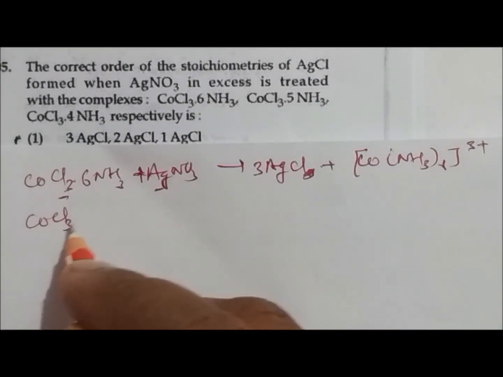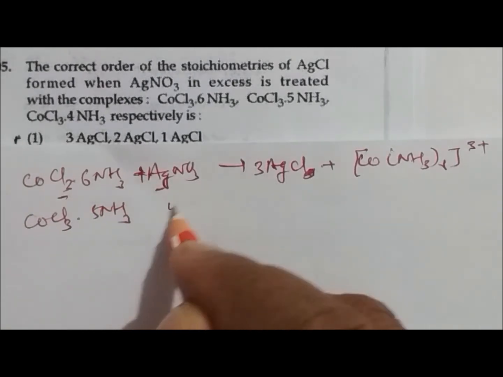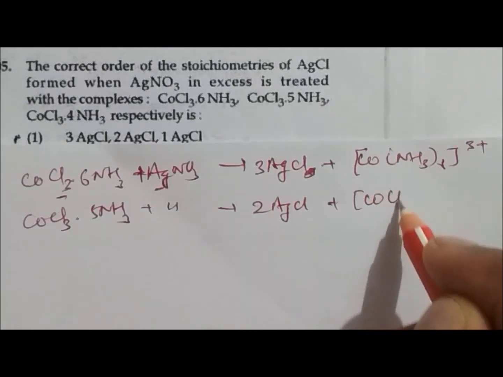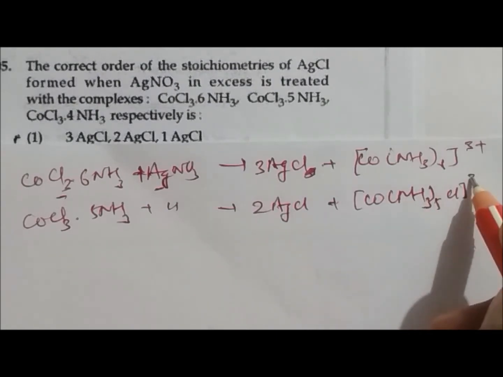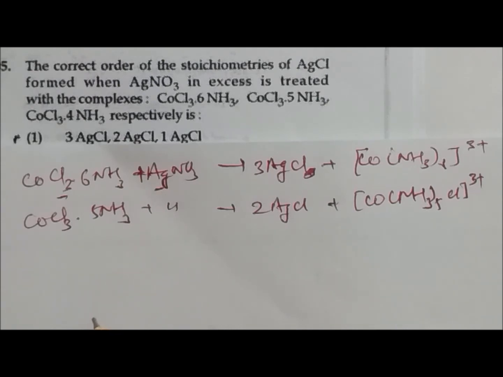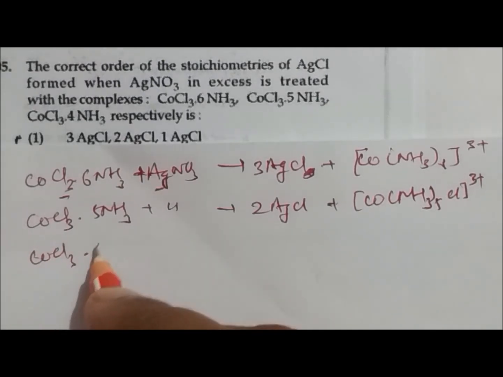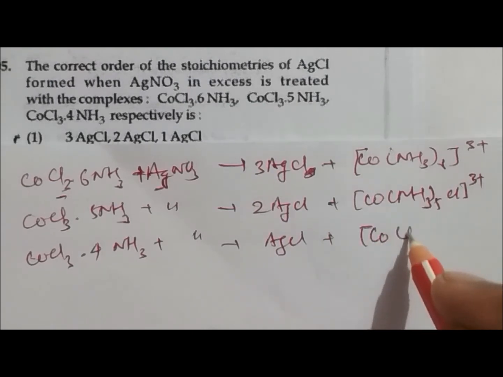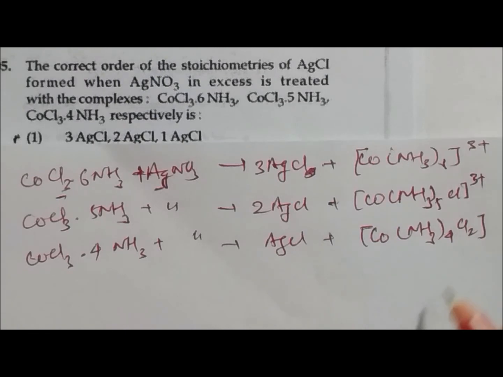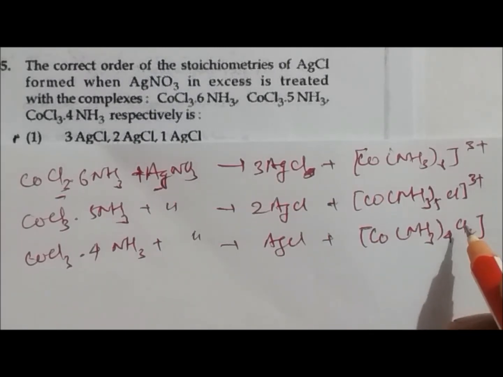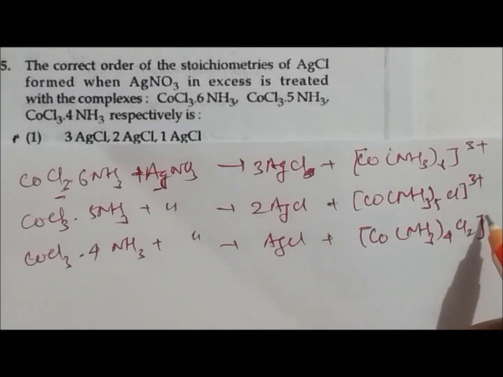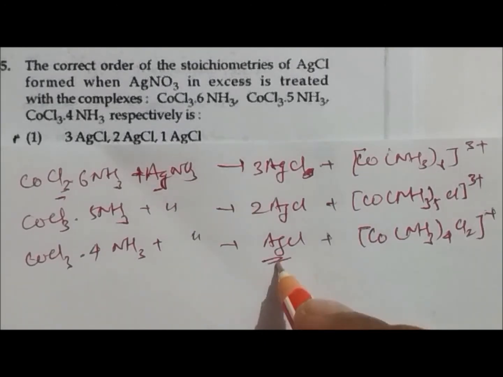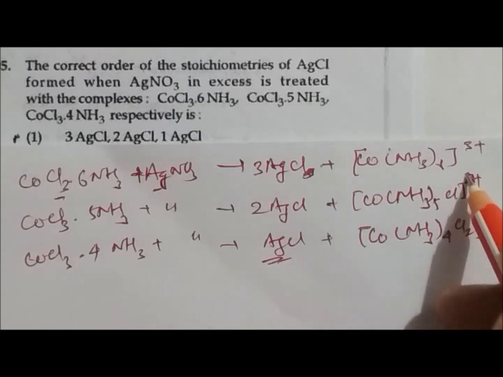Similarly, if you use CoCl3·5NH3, you will get 2 AgCl because 1 Cl is inside, and you will get [Co(NH3)5Cl], which is again 2 positive. Next is CoCl3·4NH3, and again the same reaction. You will get AgCl, and the complex [Co(NH3)4Cl2] has 2 Cl inside, so the charge will be +1, so you will get 1 AgCl. Just to make a correction, in the previous case it will be +2 charge.